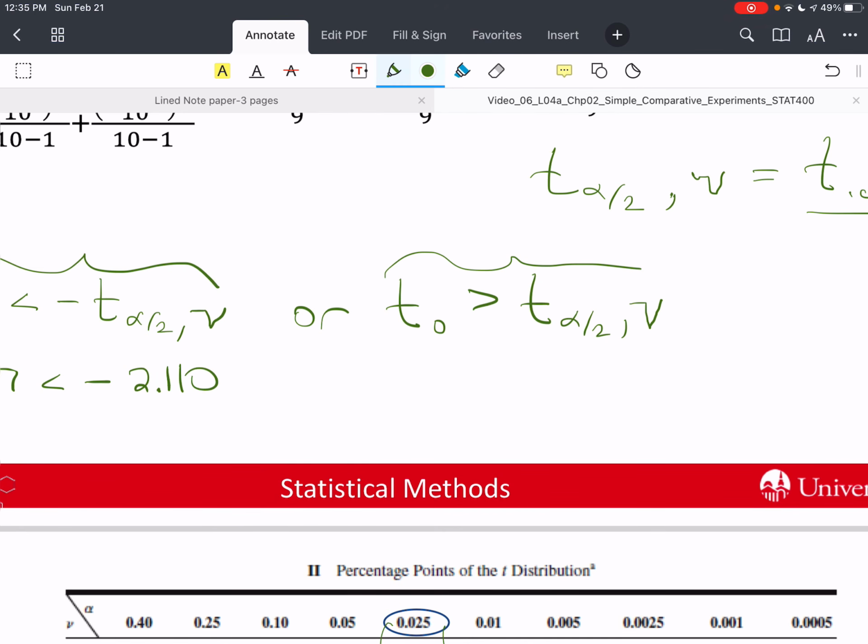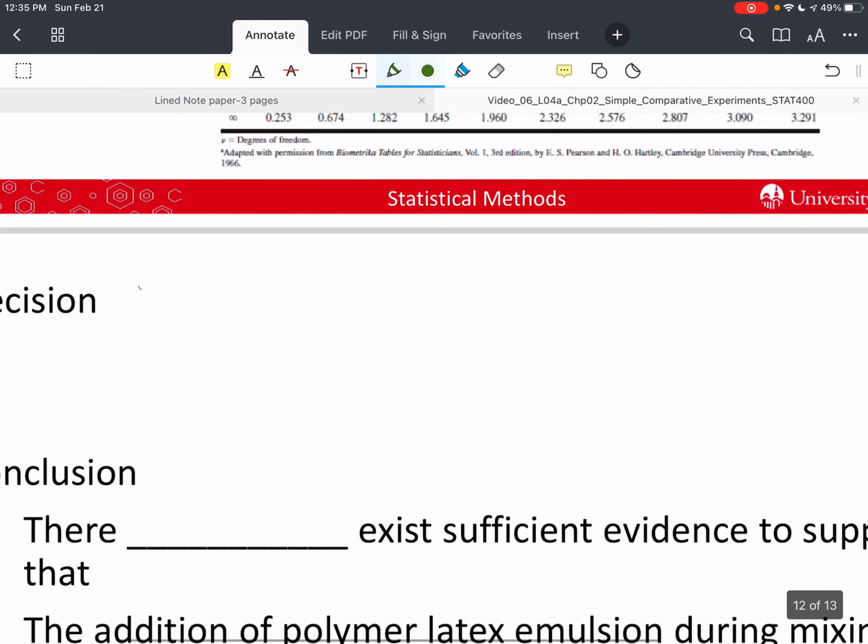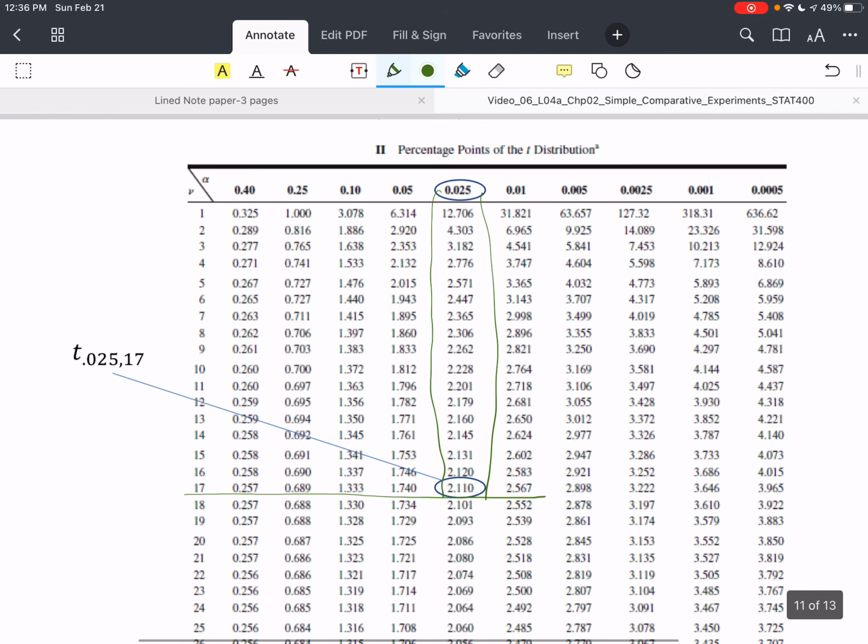So notice that my cutoff value is different. So I could have a different result, but it does turn out that this is still true. Negative 2.2 is smaller than negative 2.1. So that is true. And again, we reject the null. And while we're at it, let's go ahead and get the p-value.